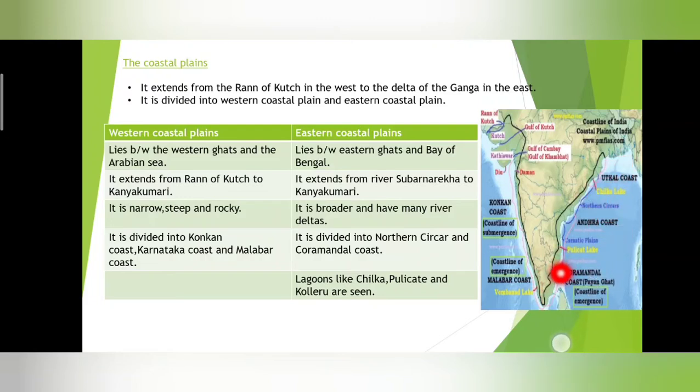One more important thing in the eastern coast is that there are many lagoons. So what are these lagoons? Lagoons means salt water lakes. Many salt water lakes are available in the eastern coastal plain. Examples are Chilka in Orissa, Pulicat in Tamil Nadu, and Kolleru in Andhra Pradesh. These are some of the important lagoons in the eastern coast.